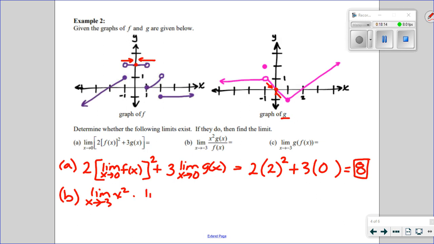Okay, times the limit as x approaches negative 3 of g of x, all divided by the limit as x approaches negative 3 of f of x. So again, all I'm doing is putting that limit notation in front of all of the functions, and then we'll perform the operations, well, after we evaluate the limits.